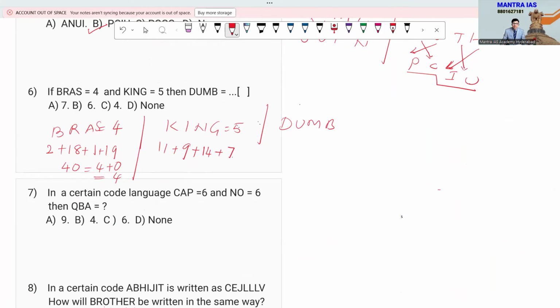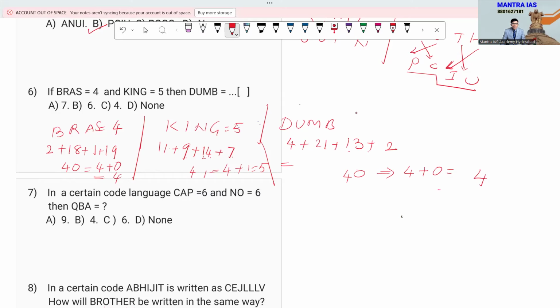7 plus 4, 11. 11, 9, 20, 21. This is 3, 4, 41. So now 4 plus 1 is obviously 5. So after getting certain total, again single digit format, adding of the digits. DUMB: D 4, U 21, M 13, B 2. What's the value? 15, 16. 3 plus 2, 5, 6, 10, 2, 4, 4, 0. So the same story, 4 plus 0, our answer is 4.